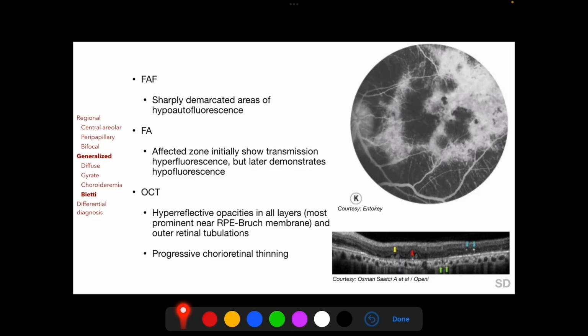Fundus autofluorescence shows sharply demarcated areas of hypoautofluorescence in the regions of RPE and choriocapillaris atrophy, and fluorescein angiography initially shows transmission hyperfluorescence in areas of RPE atrophy, but later shows hypofluorescence when choriocapillaris also atrophies. Optical coherence tomography shows hyperreflective opacities in all layers of the retina, as seen here in this OCT image, outer retinal tubulations, and progressive chorioretinal thinning.